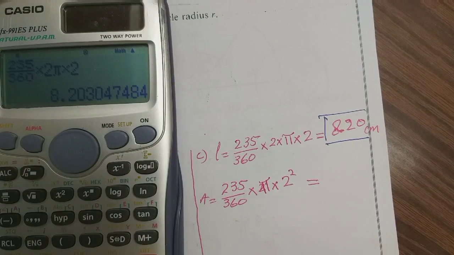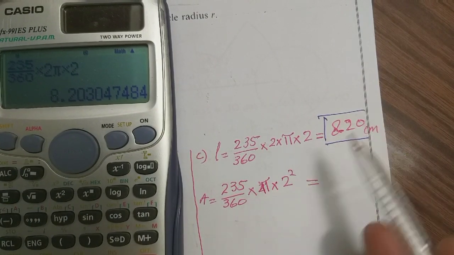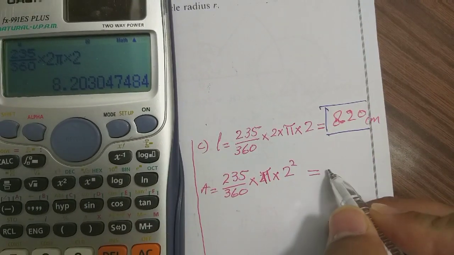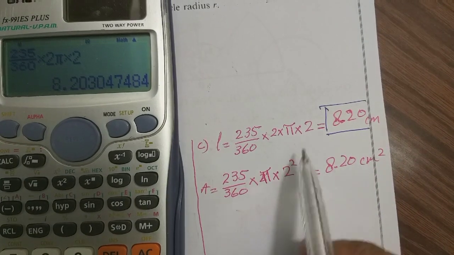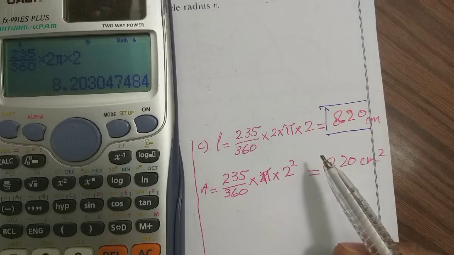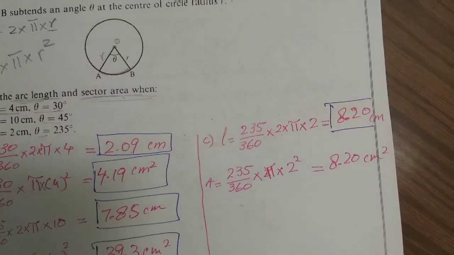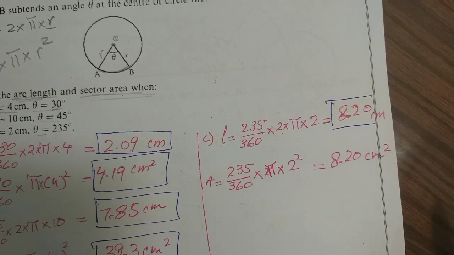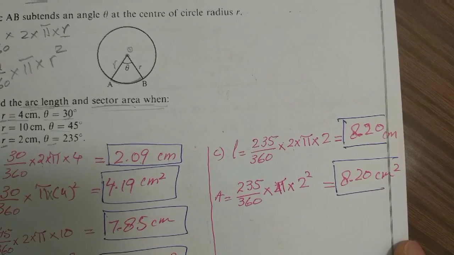Again it has the same, because 2 times 2 equals 4, so 2 square equals 4, and the rest is the same, so it means the same answer for this, 8.20 centimeter square. Again 2 times 2 equals 4, so look here, the same thing, 2 square means 4, so the length of this part or the area of the sector are the same value, so it has the same answer.